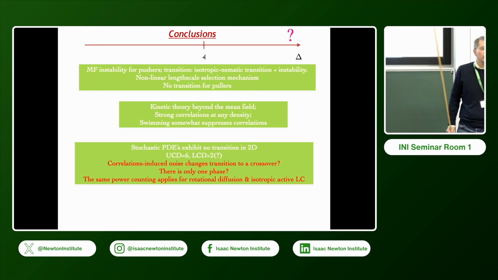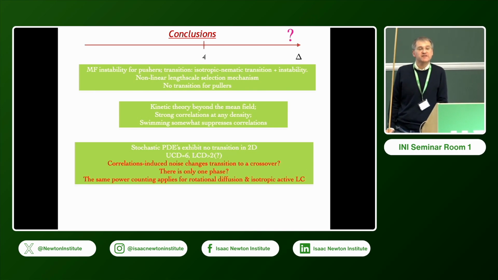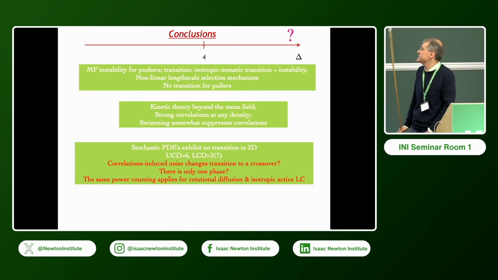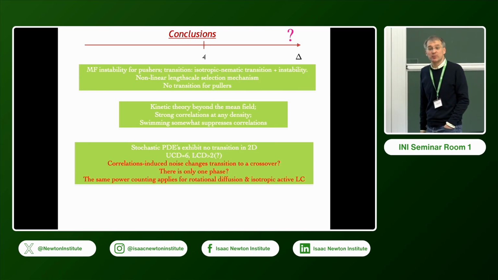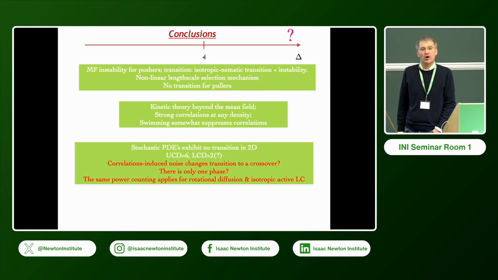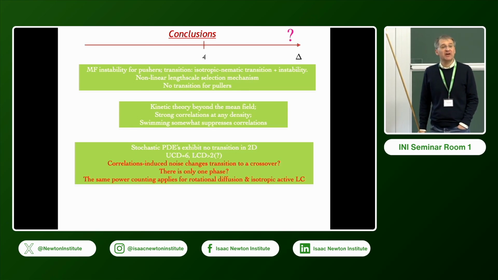Does this mean that noise induces a crossover more than a transition? How does one think about this being one phase throughout, even though you see vortices of different sizes? All of these are very interesting questions.